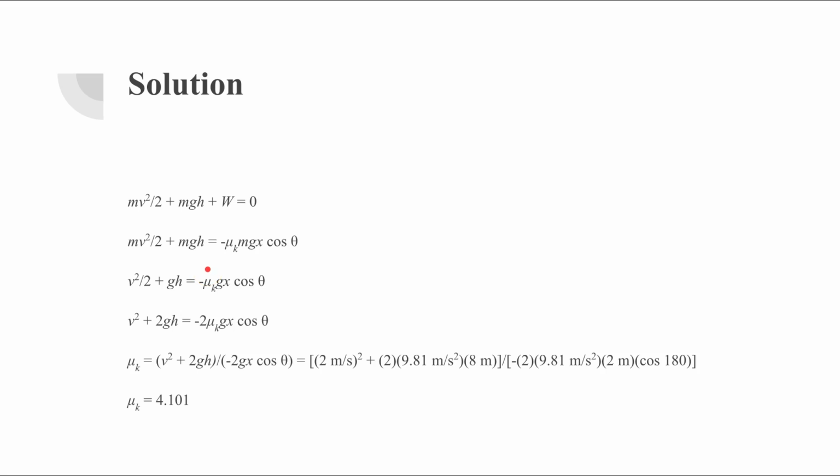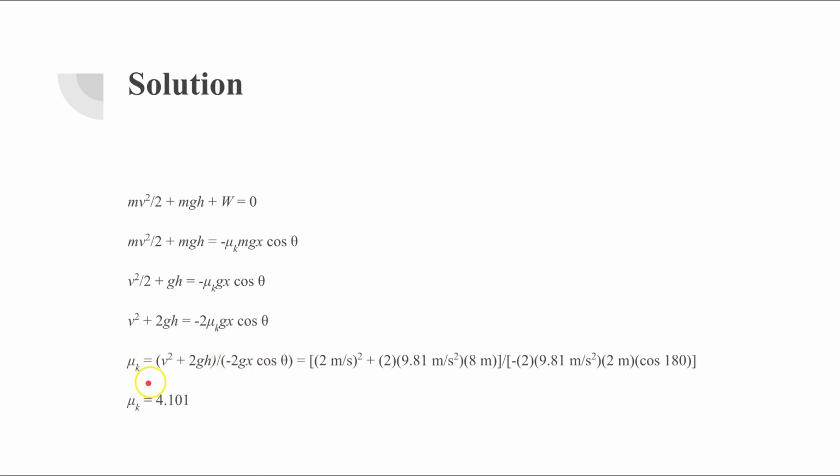Now, I don't like fractions, especially on a computer when I'm typing these up. So what I did was multiply both sides by 2 to get rid of this fraction. So we got v squared plus 2gh equals negative 2 mu k gx cosine theta. And we solve for mu k equals v squared plus 2gh divided by negative 2gx cosine theta. And if we substitute these numbers in, you might wonder, why negative?